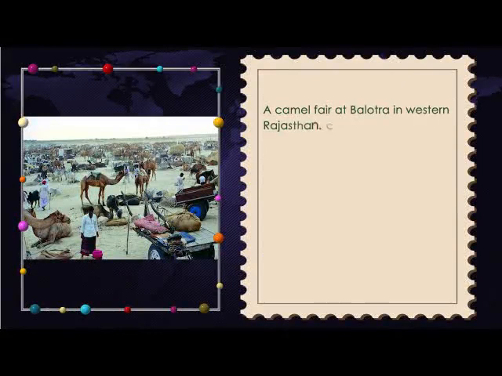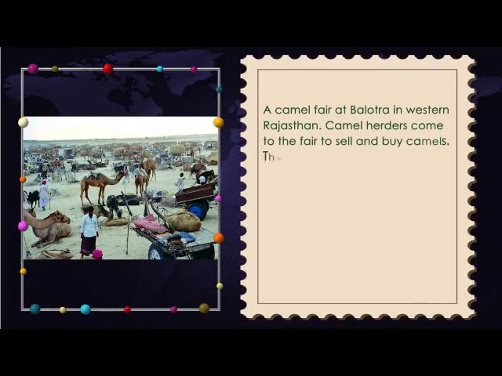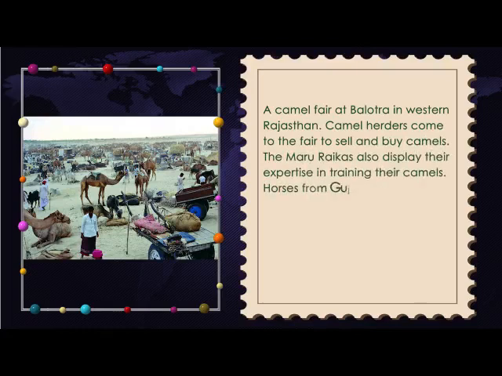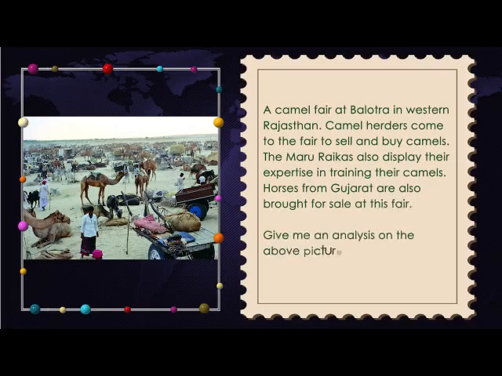A camel fair at Balotra in western Rajasthan. Camel herders come to the fair to sell and buy camels. The Maru Raikas also display their expertise in training their camels. Horses from Gujarat are also brought for sale at this fair. Give me an analysis on the above picture.